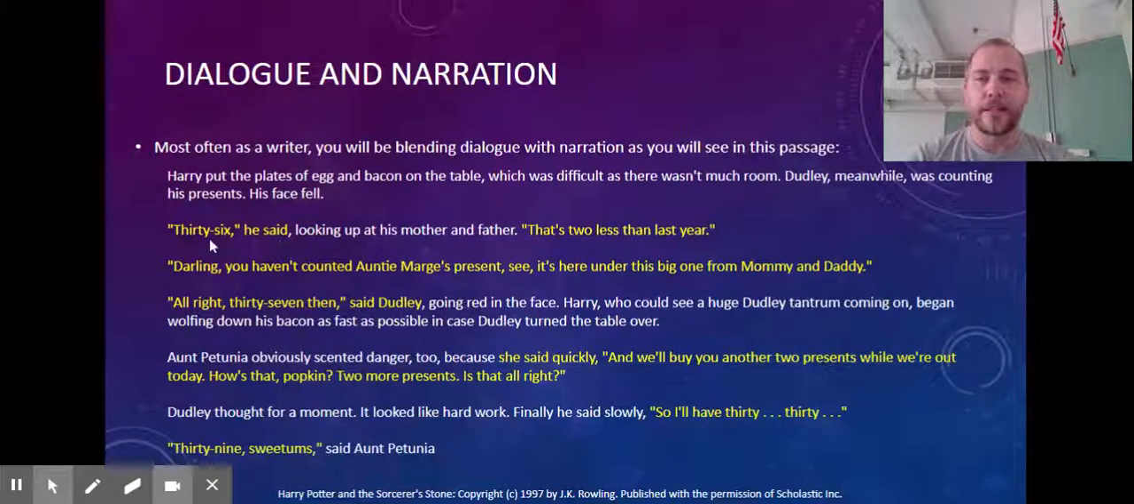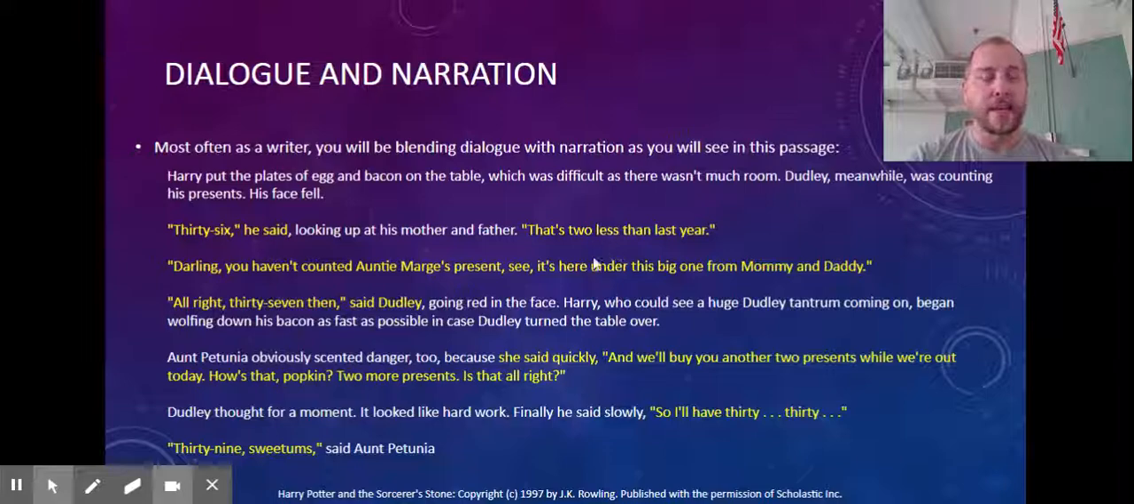But you'll see you only have to start a new paragraph going back up to the top when it's a new speaker. If it's the same speaker as this line shows up here, feel free to keep it in the same paragraph. You don't have to start a new paragraph, but you can if you'd like. It's going to be a decision you make in your writing.